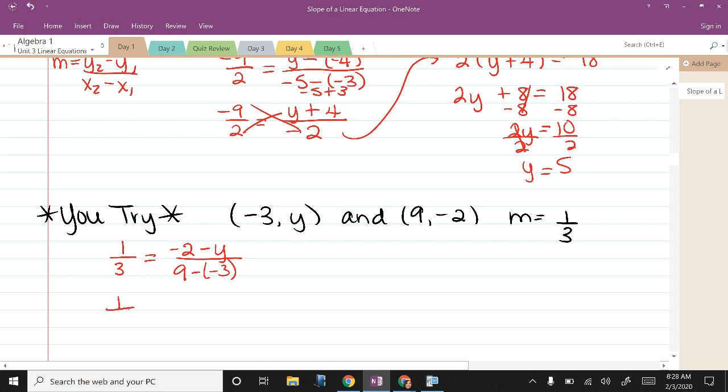All right, so 1/3 equals, I can't simplify -2 minus y, leave it alone. That, what does that change to in the denominator? 9 plus 3, which is 12. So is everybody okay with how I simplified those fractions? Cross multiply. I'm going to do the one with the variable first. 3 parentheses, -2 minus y equals 1 times 12 is, and then I do what?